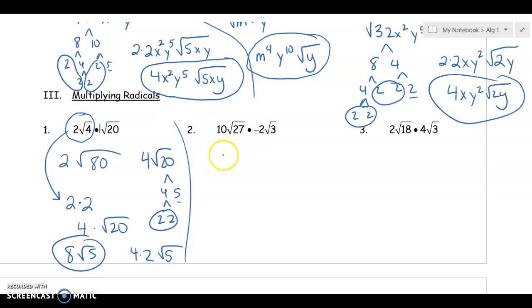For this one, multiply the outside numbers together, you get negative 20. Inside numbers, 27 times 3, you're going to get 81. Now you could do a factor tree, but 81 is a perfect square. Square root of 81 is 9. And then you times it by negative 20, you're going to get negative 180. Makes it much shorter.